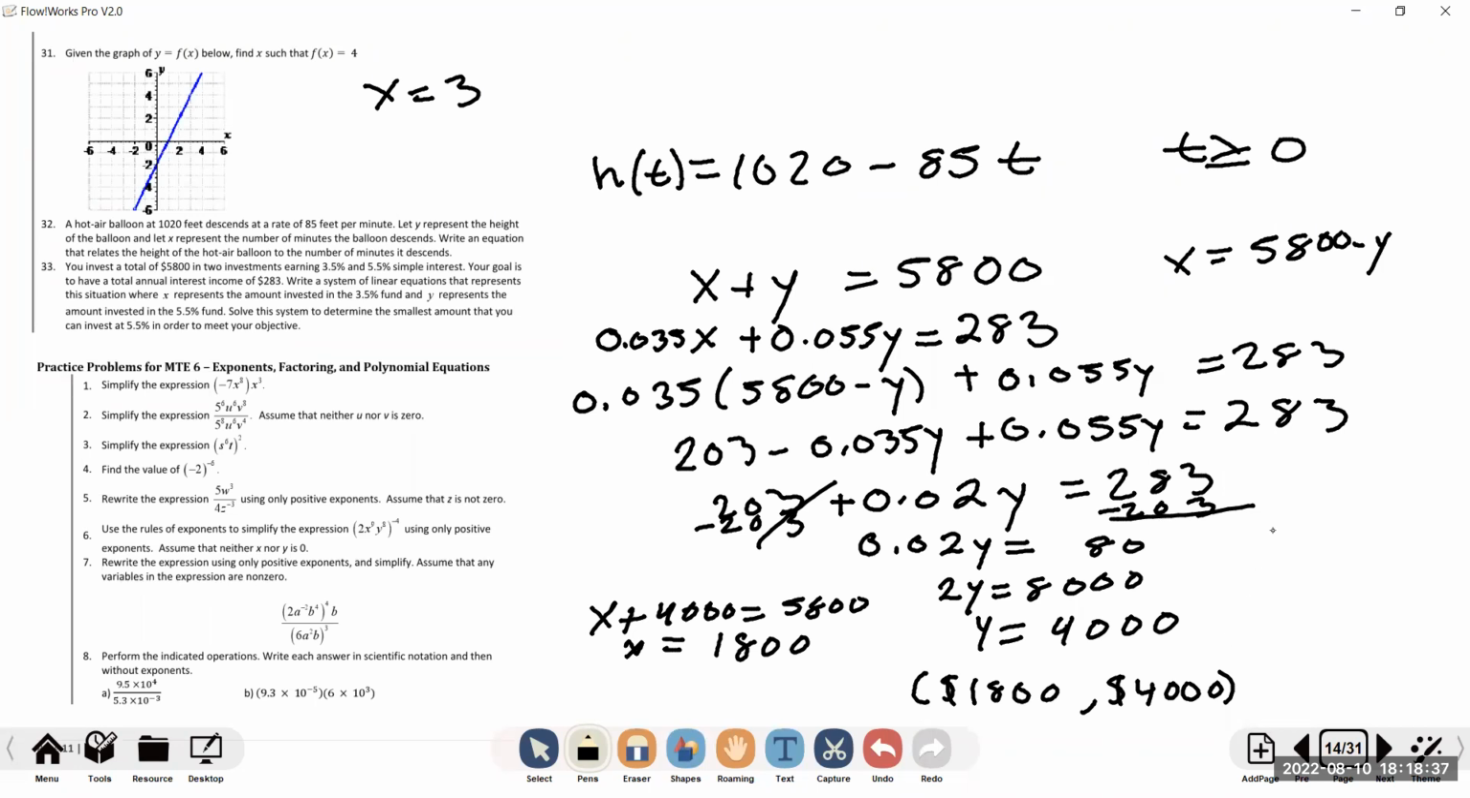Okay, that is the last problem for MTE 5. When we come back, we'll talk about MTE 6, exponents, factoring, and polynomial equations. Thank you.